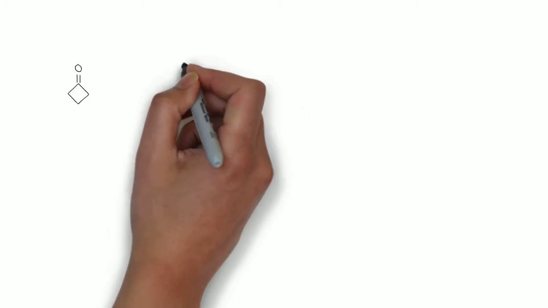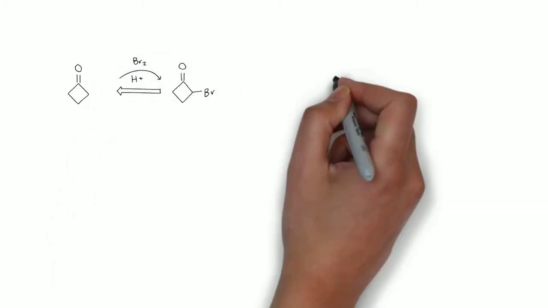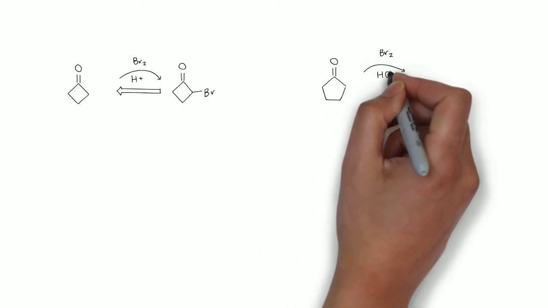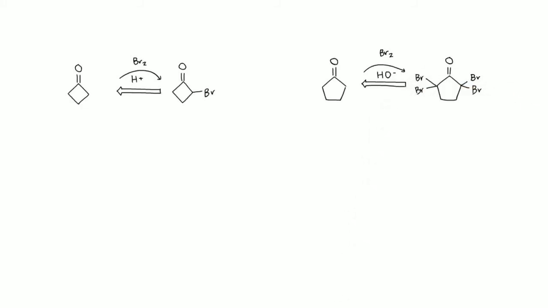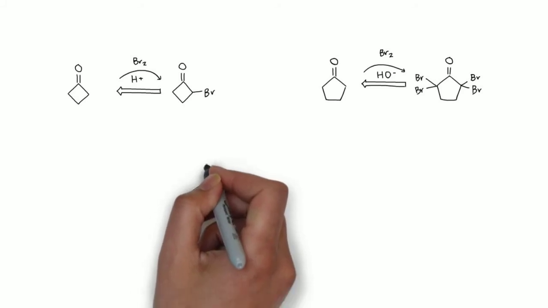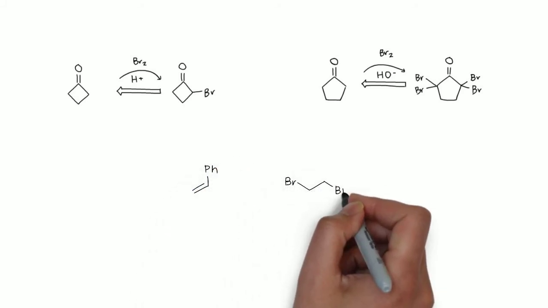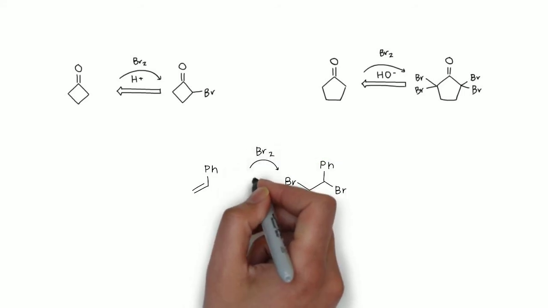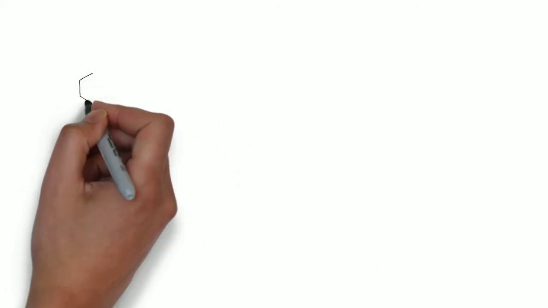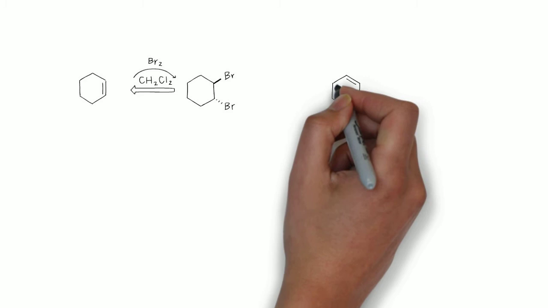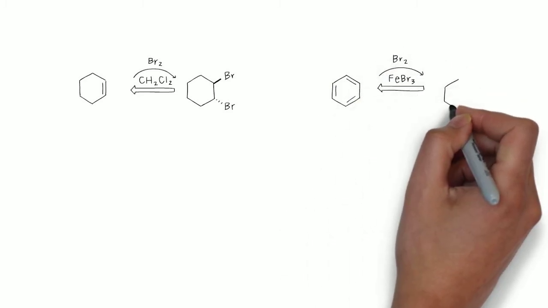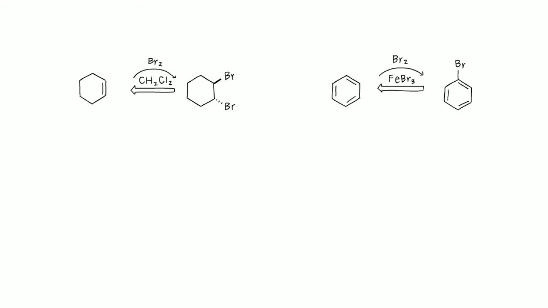If I ask you to make this brominated cyclobutanone from cyclobutanone itself, would you use acidic or basic conditions? Acidic. If I want to make this tetrabromide, would I do it under acidic or basic conditions? Basic conditions. And if I want to make this dibromide, what would be my starting material? Phenylethene, or styrene. My starting material to form this trans-dibromocyclohexane is cyclohexene, and to brominate benzene, we start with benzene.